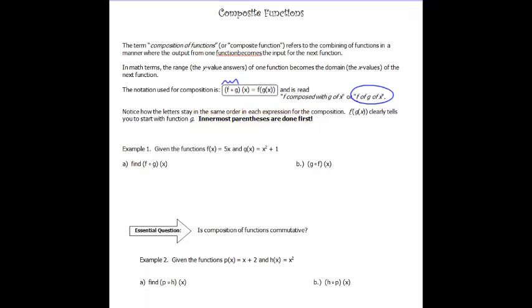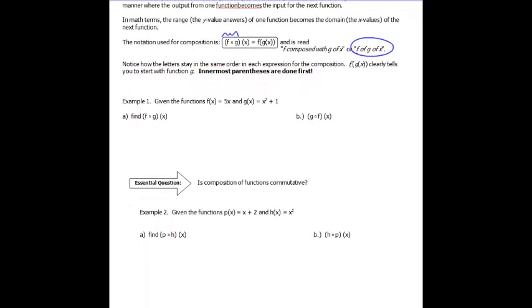So let's look at the first example. Given the function f of x equals 5x and g of x equals x squared plus 1, find f of g of x. What that's saying is I want to take f of, what's g of x? x squared plus 1. Now f of x says to take that and map it to 5 times x squared plus 1. So f of g of x is 5x squared plus 5.